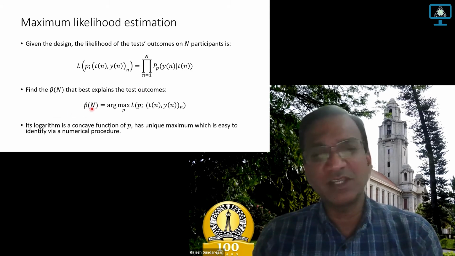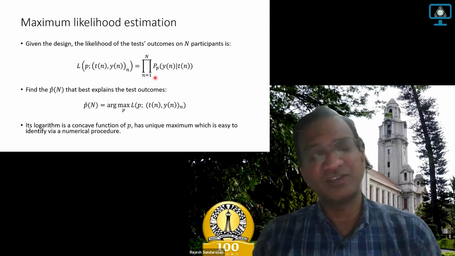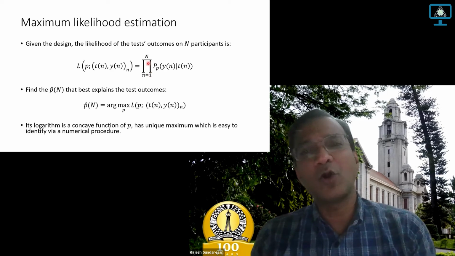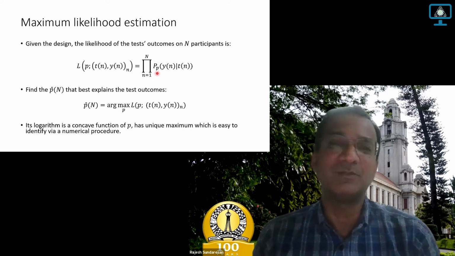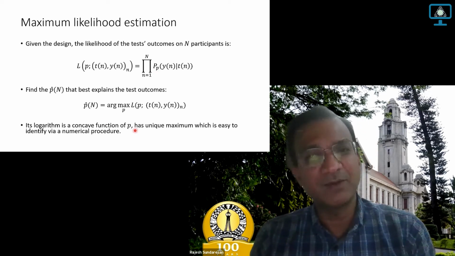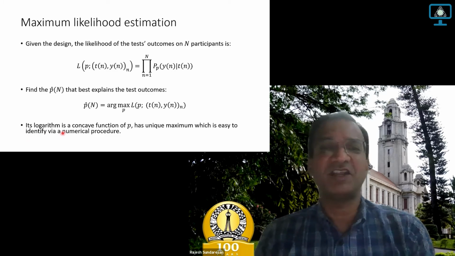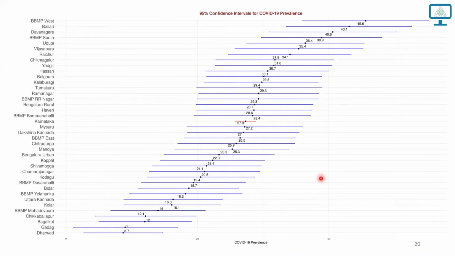And this is actually a fairly straightforward problem because if you take the logarithm of this, then you have a sum of log of these likelihoods. And because this likelihood was linear in the p, the log likelihood is concave in the p. So it has a unique maximum, which is easy to identify via a numerical procedure. So that's exactly what we did in the September serosurvey for Karnataka.